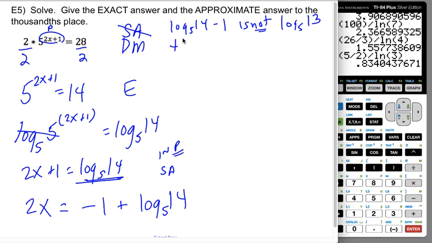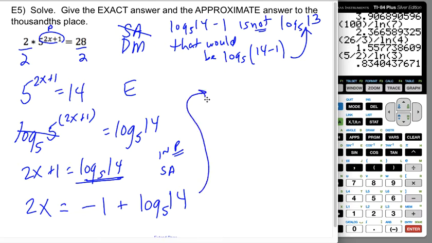To make that happen, you would have to be doing the log base 5 of a 14 and a 1 inside parentheses. That would be the log, and that's not the situation, right? And then the last thing I'm going to do is do my division and multiplication. So I'm going to get that x is this entire thing all over a 2, right?